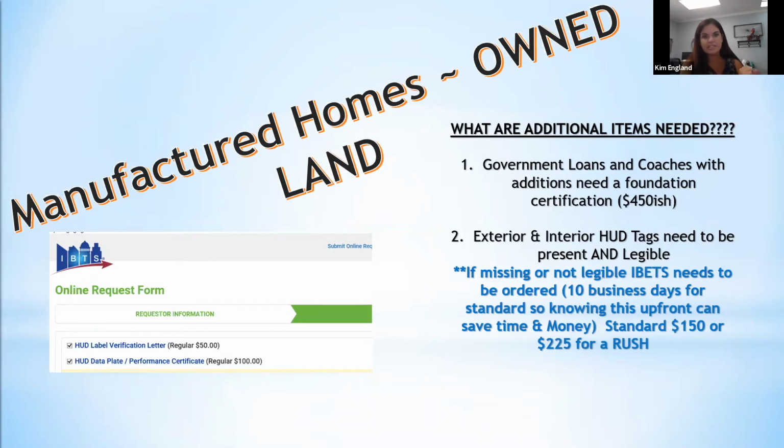A couple of things need to be known up front, especially if you're writing offers, depending on if the lender knows or you're asking for closing costs. If it's a government loan or if the coach has an addition on it, there has to be a foundation certification, and those run anywhere from about $395 to $450.